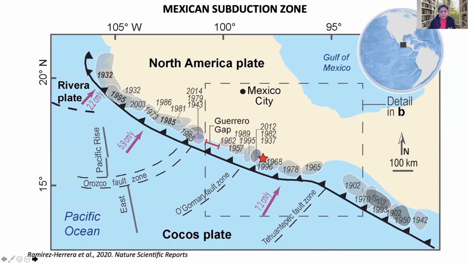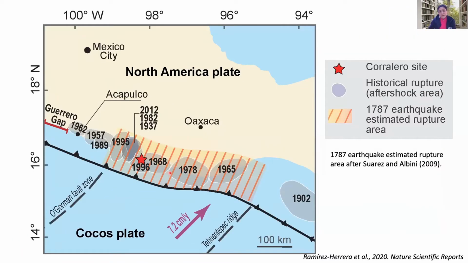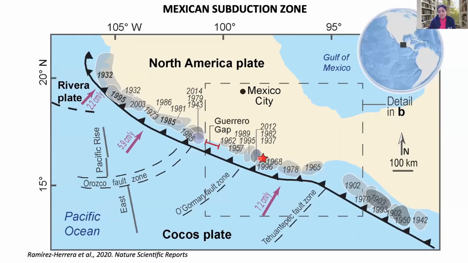And so what I'm showing here is the location of this event. Some of you are not familiar with the geography of Mexico. This is the Guerrero Gap. This is an area where we expect a large earthquake to happen. We don't know when, because this area has had no large earthquake since 1911. And so we have a gap here, and another gap here in the Tehuantepec zone. The area that I'm talking about, where the 1787 event took place, was near this area, the Corralero area.